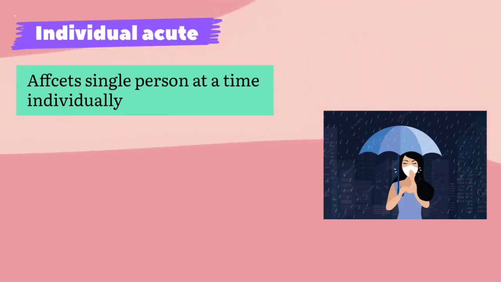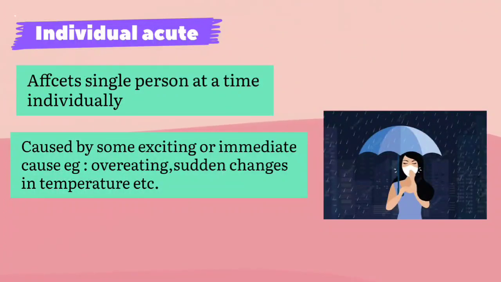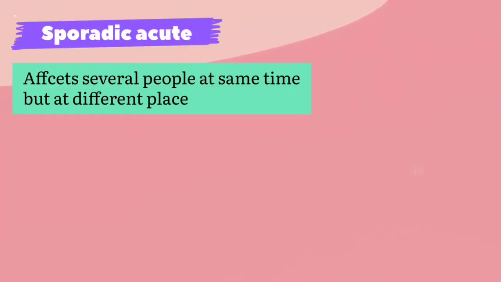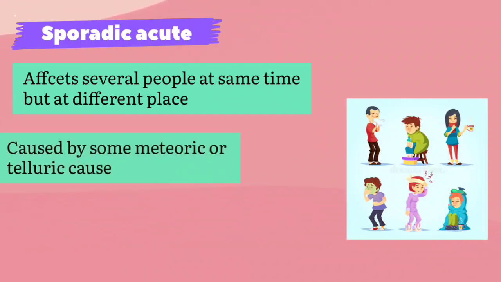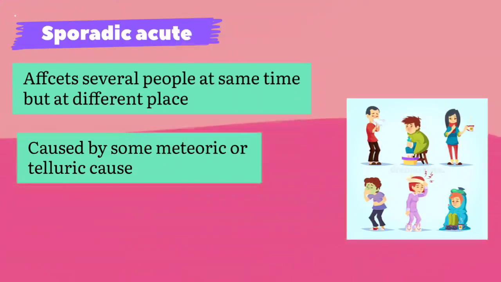These individual acute diseases are actually caused by some exciting cause or some immediate cause. For example, overeating, sudden changes in temperature, sudden strong mental emotions or physical strains, etc. Sporadic acute diseases are those type of acute diseases which affect several people at the same time but at different places. Now these type of acute diseases are usually caused by some meteoric, that is some environmental or telluric causes. For example, change of seasons, etc.